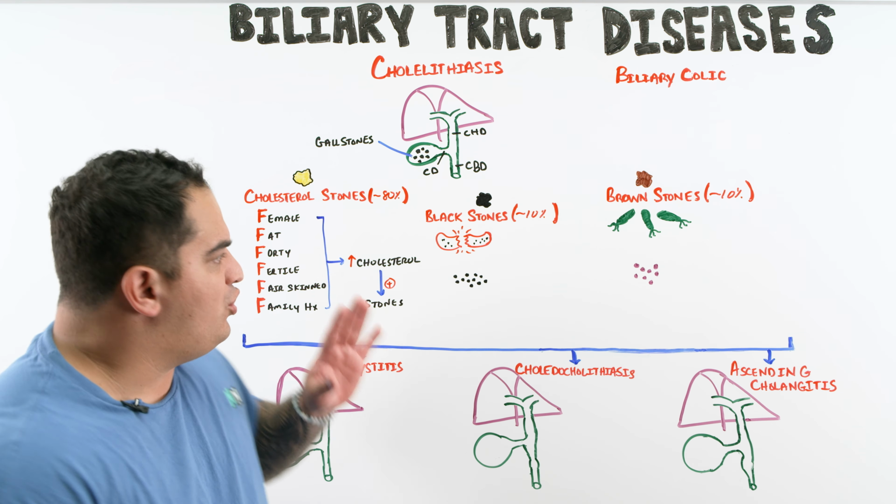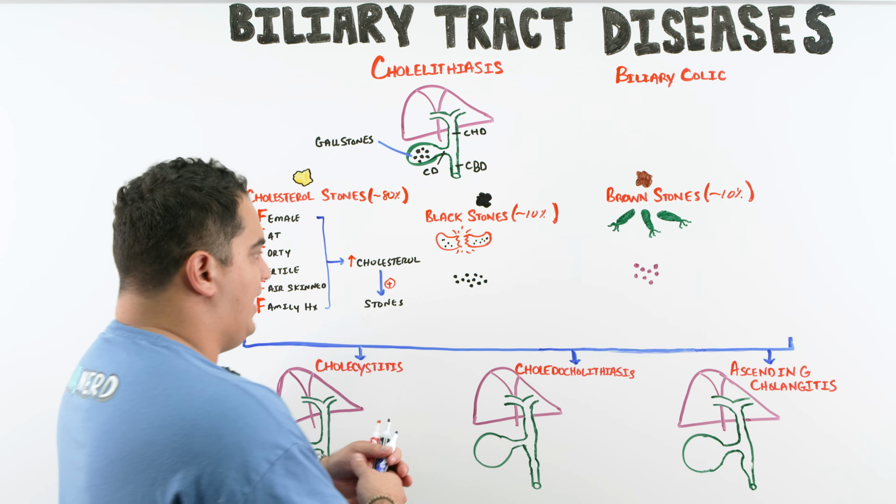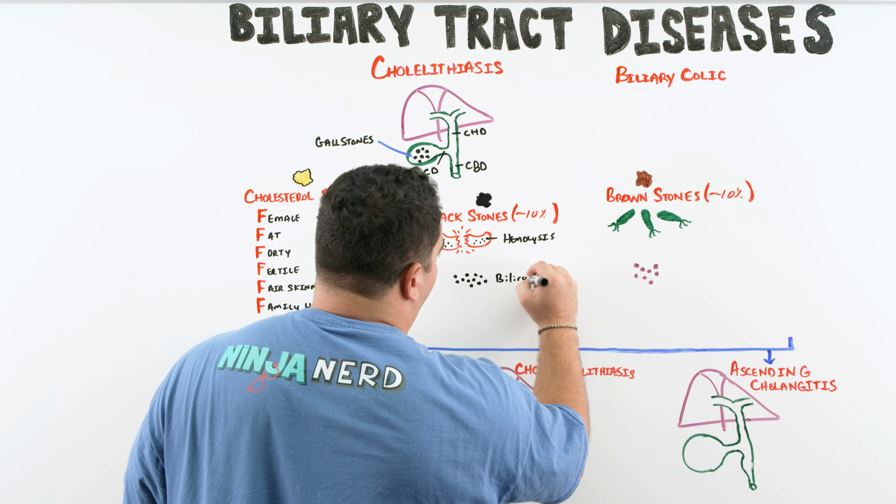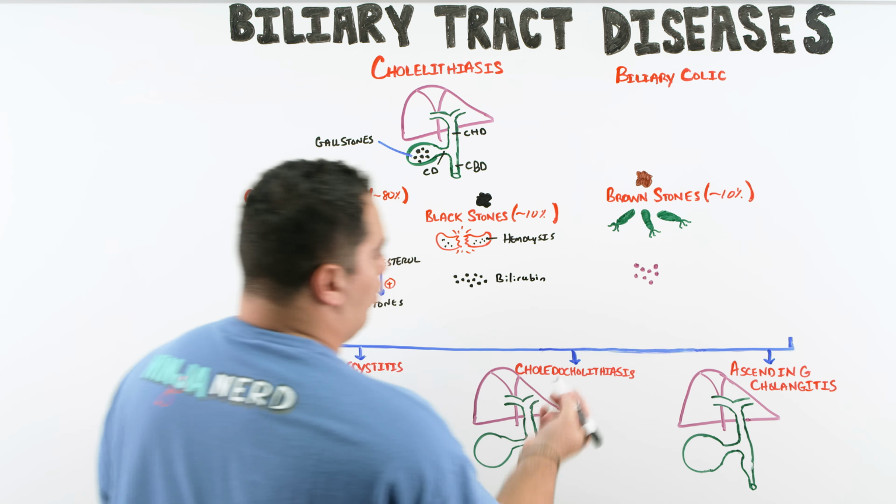The other one is these black pigmented stones. Black pigmented stones are usually primarily seen in a disease called hemolysis. Hemolysis is whenever you're popping open red blood cells. Red blood cells contain a molecule called bilirubin, and bilirubin, especially the unconjugated form, is actually going to spill out of these red blood cells.